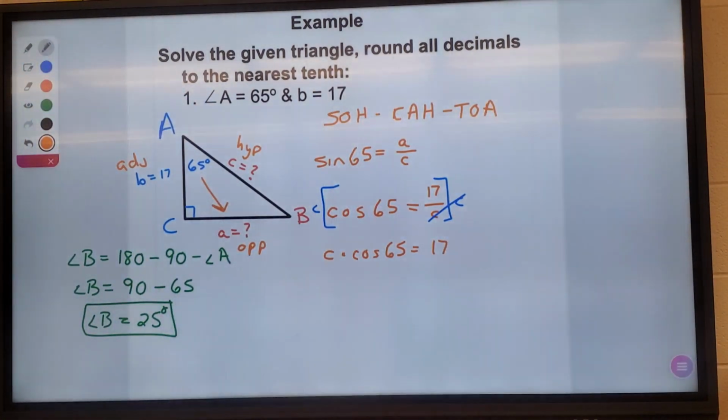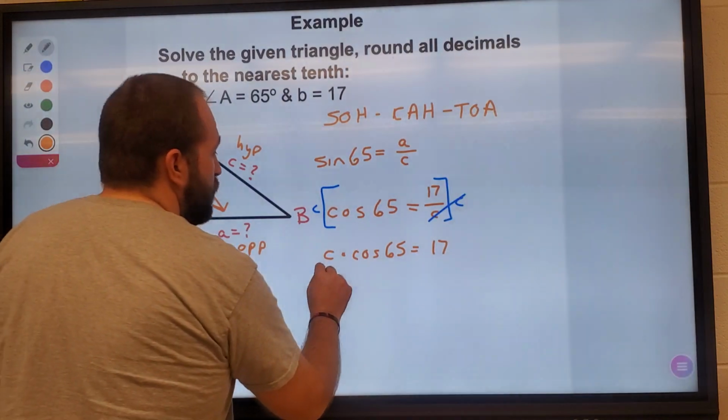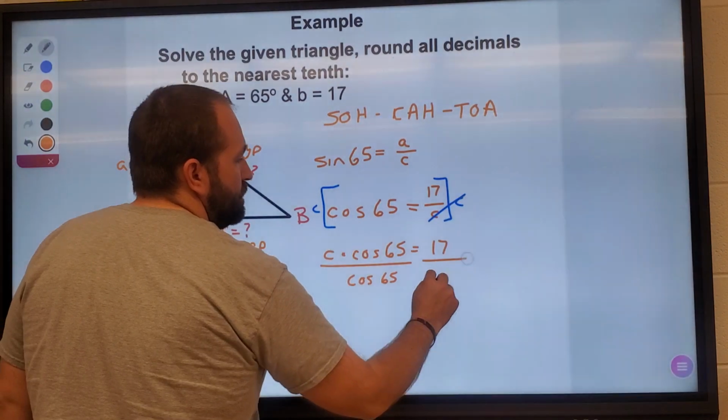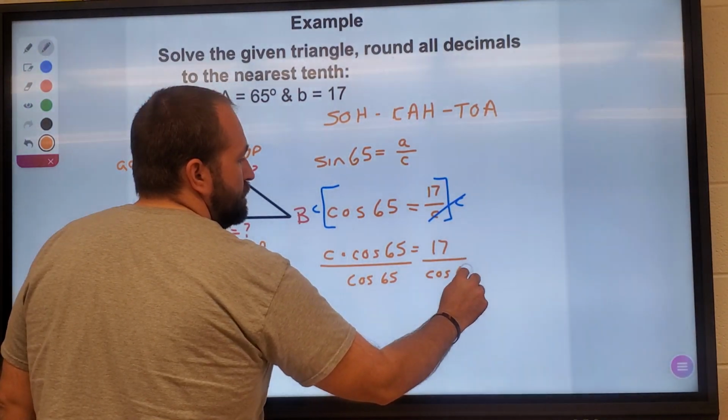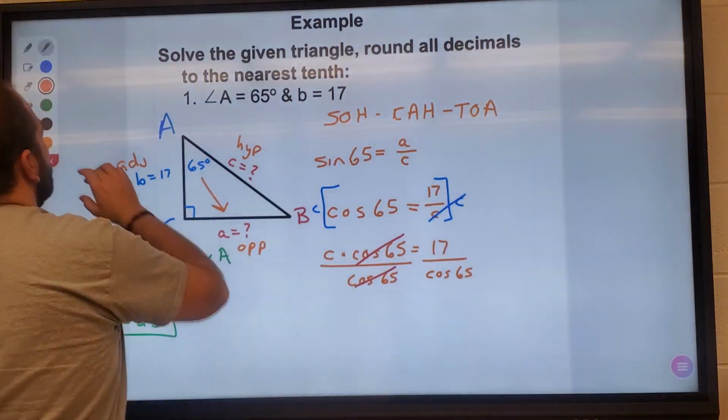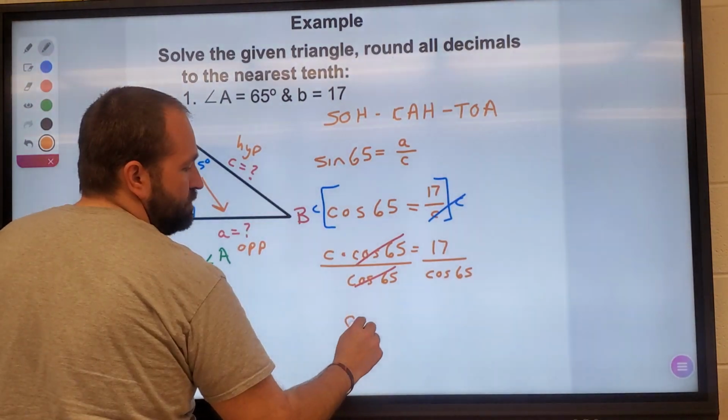The hard thing for a lot of people on this section in any of these things with the trig functions is that they try to simplify by solving and dividing both sides here by 65. It's important to note that cosine of 65 is a number. It is one solid number. So you have to divide both sides here by cosine of 65. When you do that, then your cosines here will cancel, leaving us just the c term.